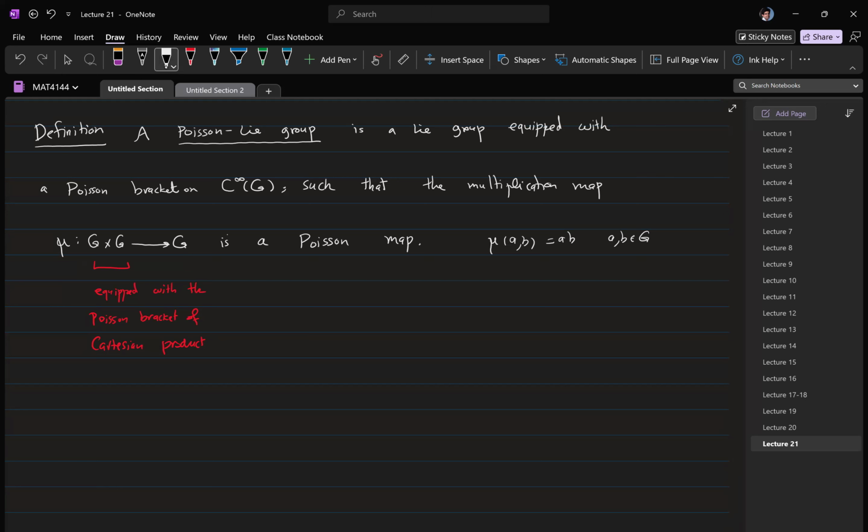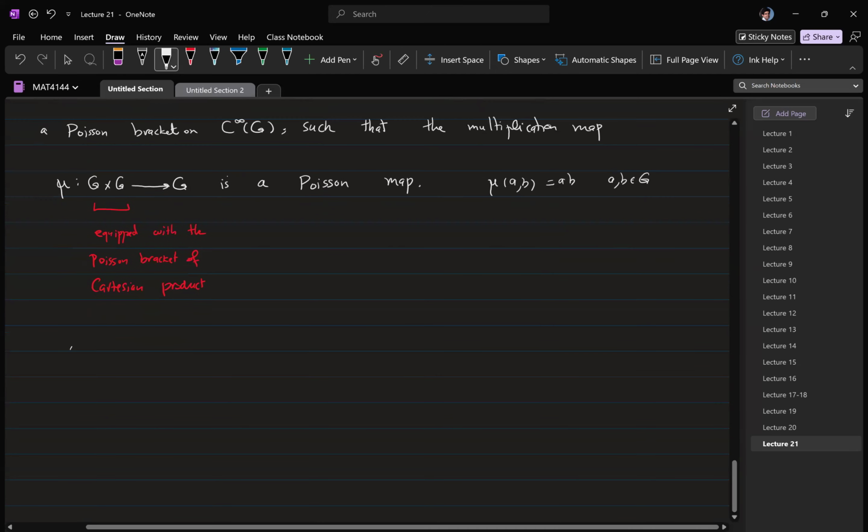And then we can talk about a homomorphism of Poisson-Lie groups. Okay, so a homomorphism of Poisson-Lie groups is just a Lie group homomorphism which is also a Poisson map.